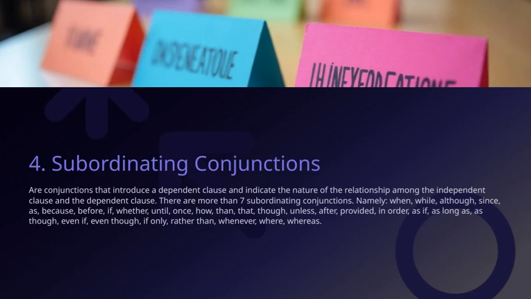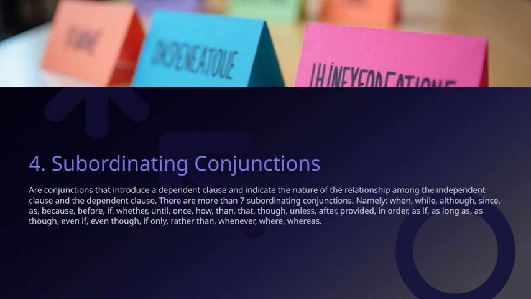Now let's talk about subordinating conjunctions. These are words that introduce a dependent clause and show the relationship between that clause and the main, or independent, clause. Essentially, they help us understand how ideas connect and relate to each other within a sentence.